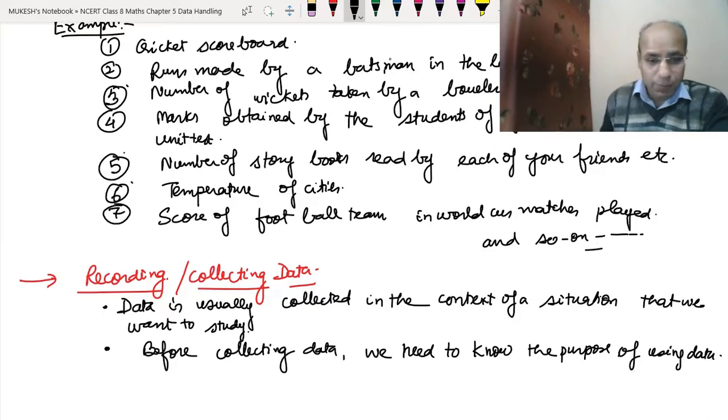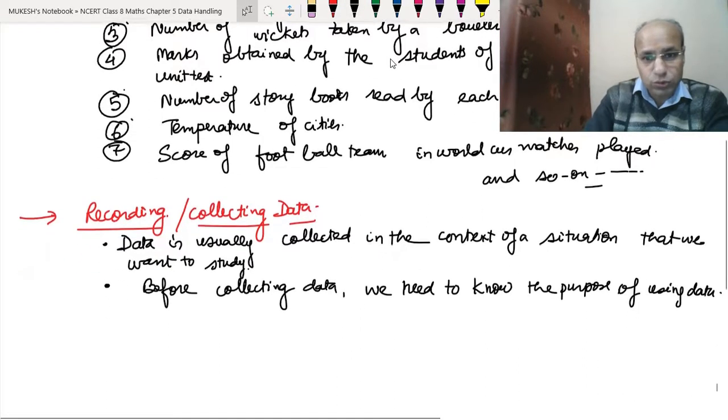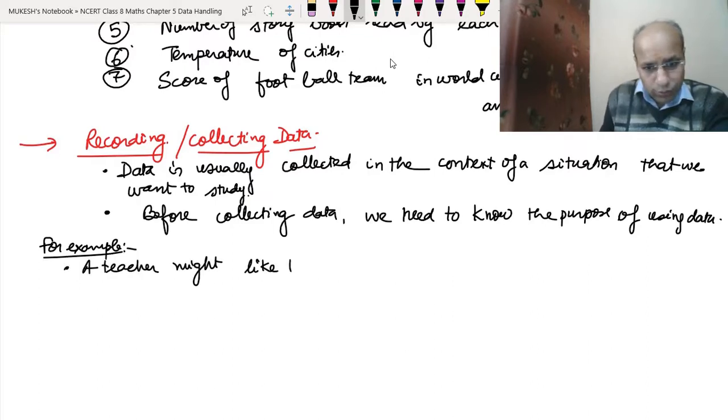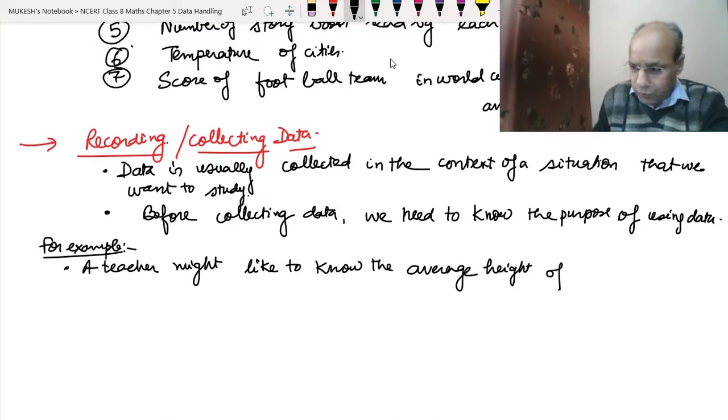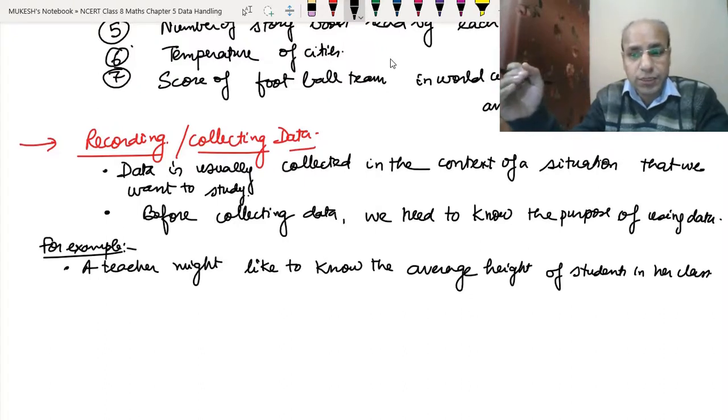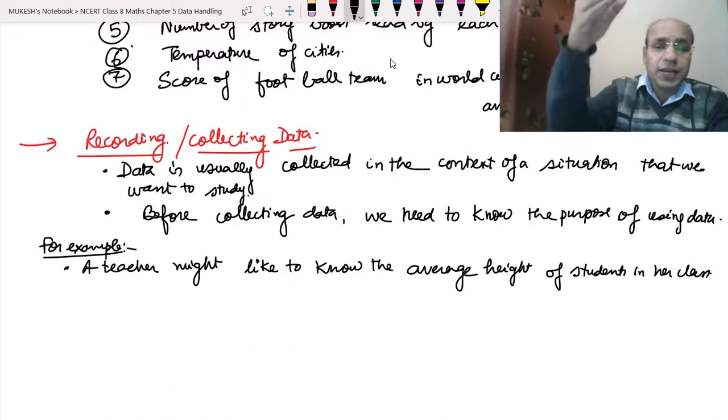Now we can write a different example for this situation also. For example, a teacher might like to know the average height of students in her class. Suppose the teacher wants to make the seating arrangement as per height, in increasing order of height, so she must know the height of each student. So she will ask a student to record the height of each student, record it in tabular form, and then arrange it in increasing order.